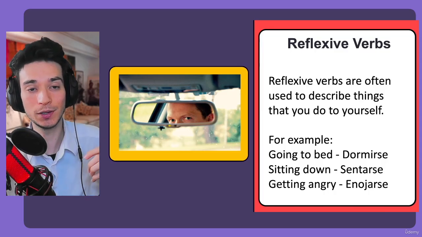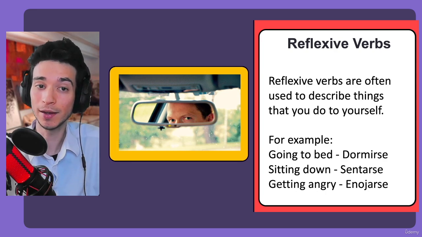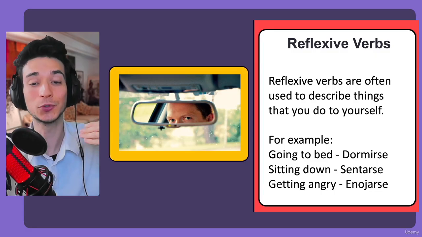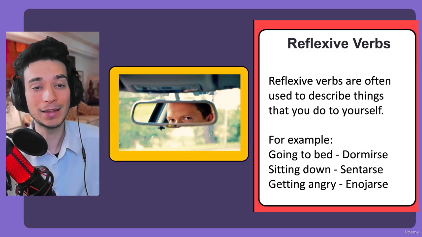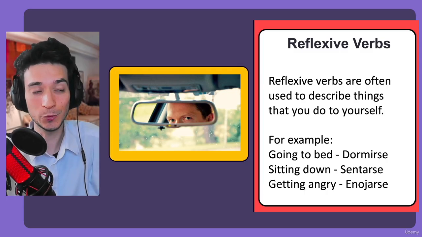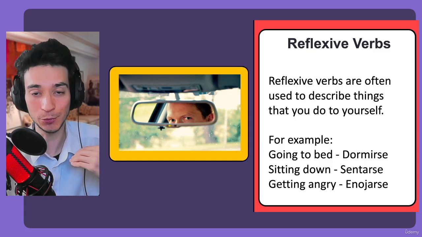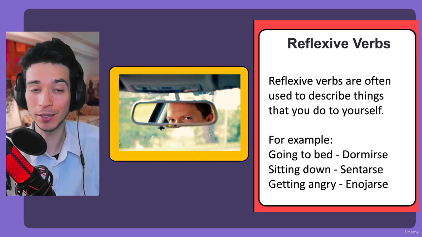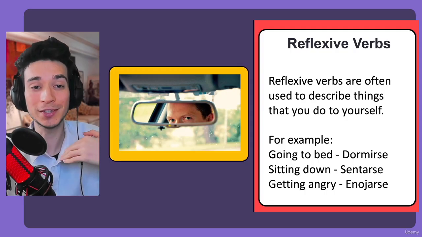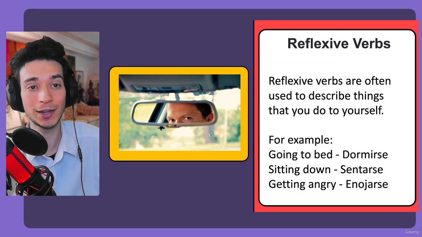For example, going to bed, you can say dormir, which means to go to bed, or dormirse, which means you go yourself to bed, you sleep yourself. The next one is sitting down, sentar. You can say sentar, which means to sit down, or sentarse, to sit yourself down. We also have getting angry, enojar. You can say to get angry or to get yourself angry, enojarse. So this is something that you do to yourself.